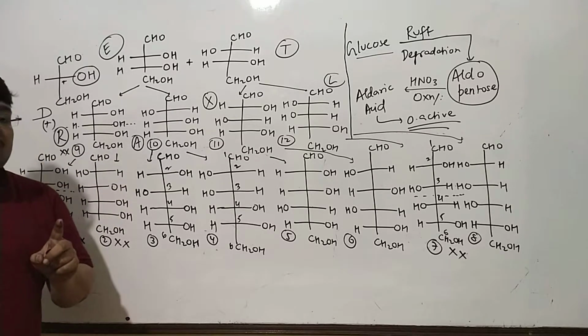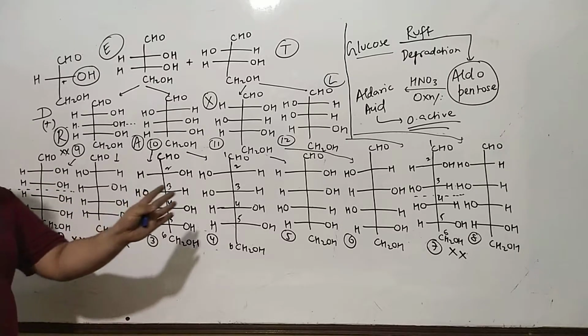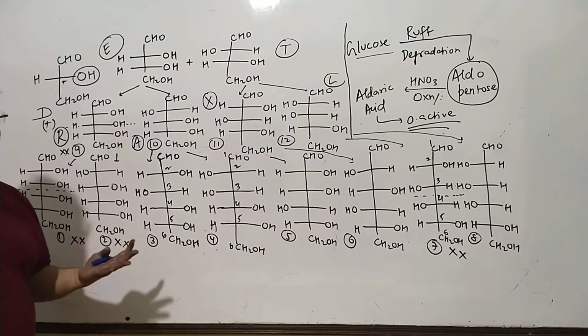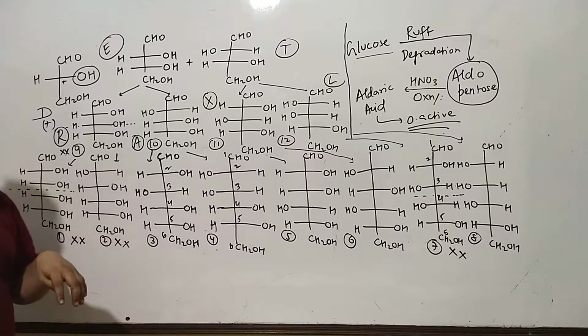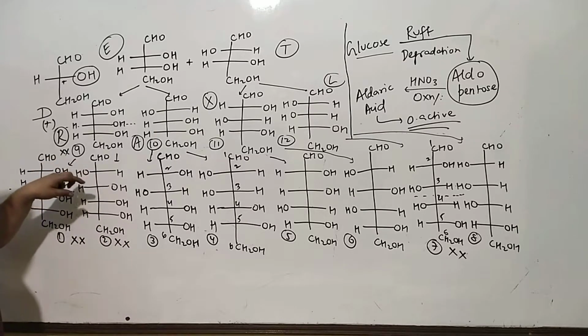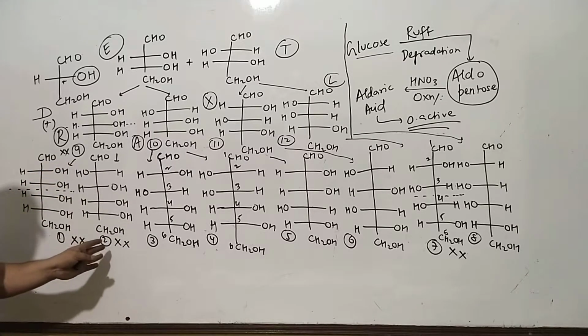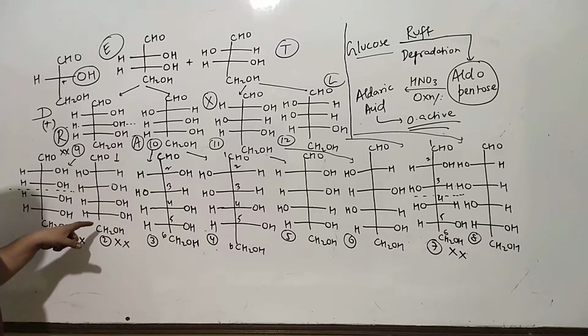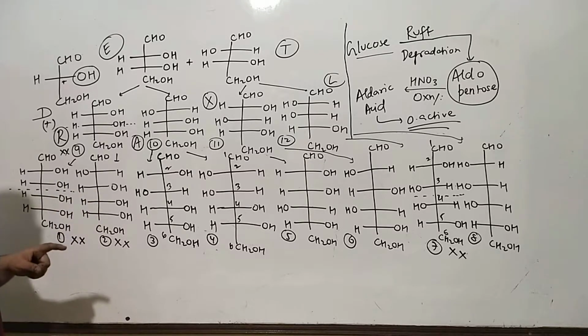So step 1, glucaric acid was optically inactive, 1 and 7 were ruled out. The aldopentose of glucose was giving you an optically active aldaric acid. So the corresponding pentose cannot be 9. So both 1 and 2 are ruled out as the possible aldohexose, which is glucose.